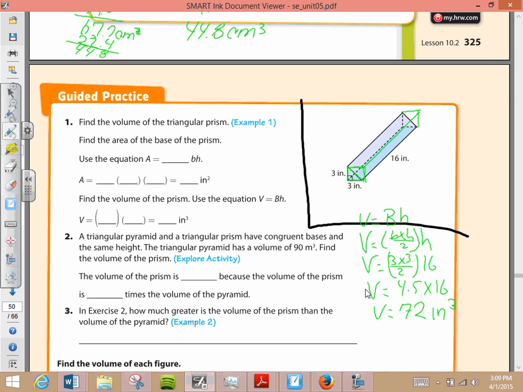So when you multiply 3 times 3, which is the base, by the height of 16, you get the volume of the entire thing. But we don't have the entire thing. We only have half of it, right? So when you divide by 2, you actually land at 72. So yes, 144, is that what you got? Yes. See?